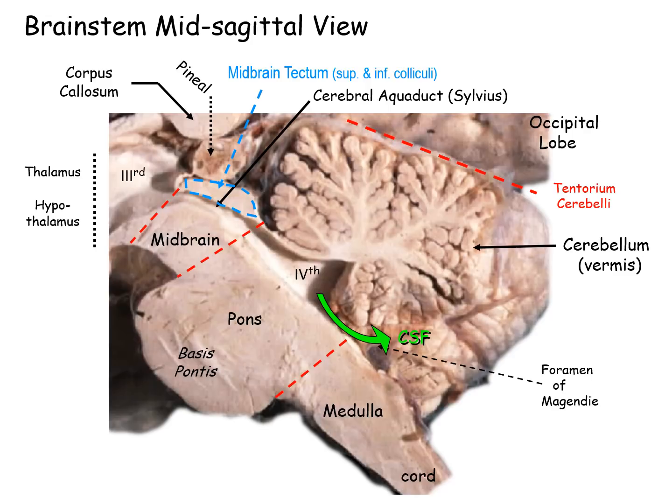We see the tentorium cerebelli, this location, the occipital lobe just above the tentorium, and the brainstem is below, midbrain, pons, and medulla. And anterior to all of these structures would be the hypothalamus and the thalamus. Just above the cerebral aqueduct, we see the midbrain tegmentum. That's the superior and inferior colliculi that are involved in eye movements and auditory function. And then just above the midbrain tegmentum, we see the pineal gland.